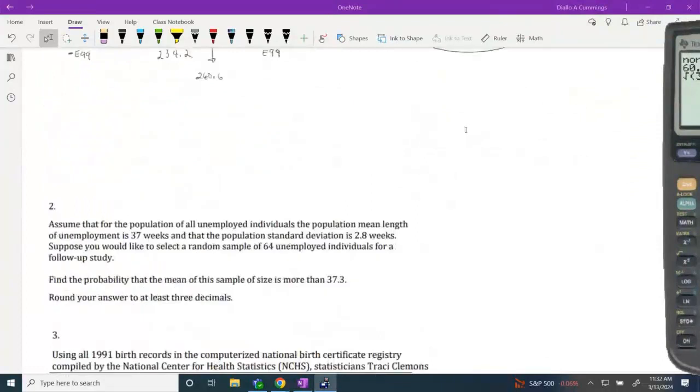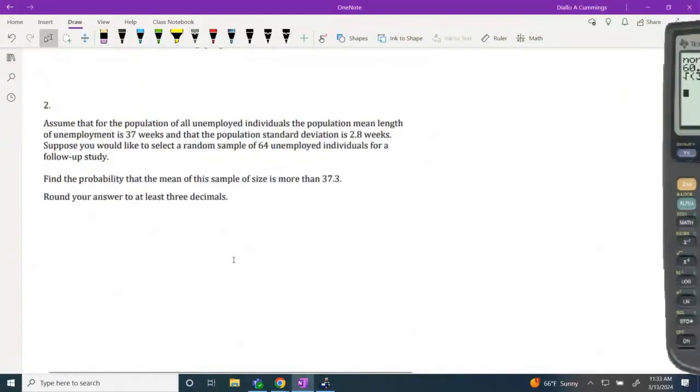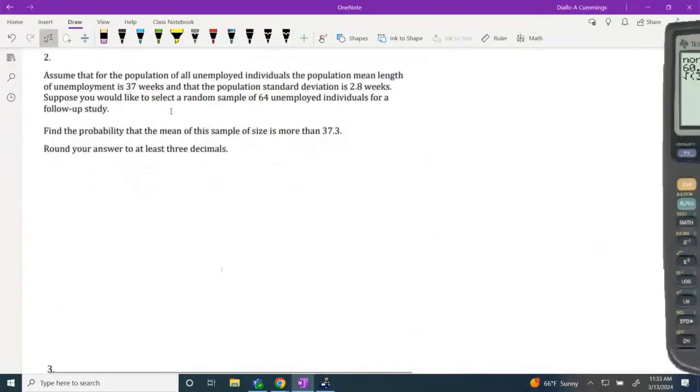All right, if we take a look at problem number 2. Okay. Assume that for the population of all unemployed individuals, the population mean length of unemployment is 37 weeks, and that the population standard deviation is 2.8 weeks. Suppose you would like to select a random sample of 64 unemployed individuals. So since we are sampling more than one individual, this would constitute a sampling distribution. We're asked to find the probability that the mean of the sample is more than 37.3.